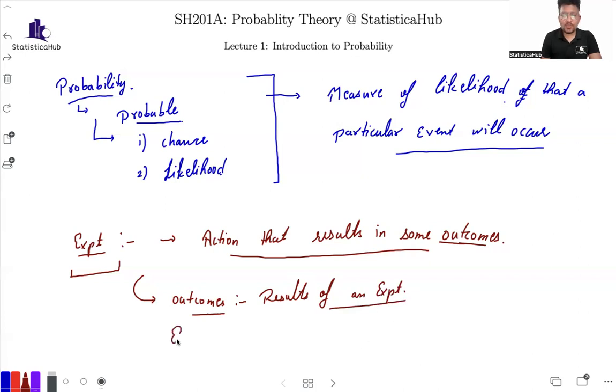Then we have something known as an event. So what is an event?